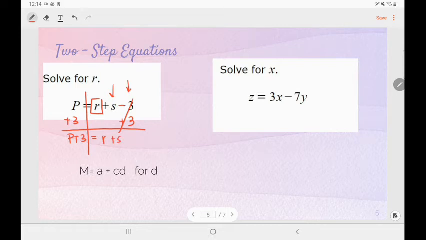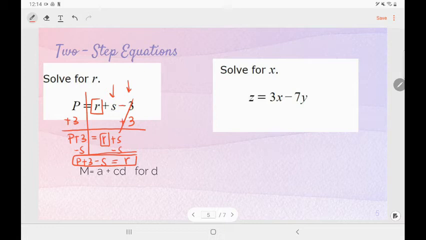Ask yourself the question, is r by itself yet? And if the answer is no, identify it again and ask yourself, how is s being combined? Well, it's being combined with addition, so I'm going to use subtraction. And that results in, okay, I cannot subtract p from 3, and I cannot subtract s from p or 3, so I'm going to write them just side by side. And that would be my final answer, as r is finally by itself.